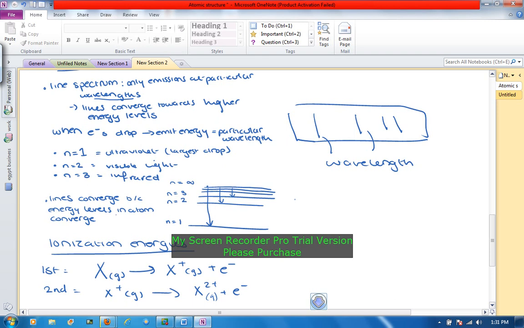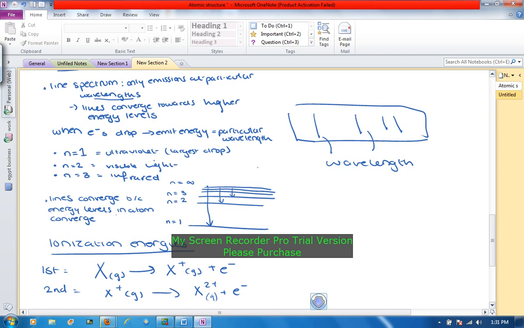Basically, when energy is absorbed by an electron in an atom, it gets excited and it jumps to a higher energy level. We don't know which level exactly. It can be up to infinity, so we just say infinity. However, eventually the electron loses its energy and it drops, and when it drops it emits energy that gives off a particular wavelength.